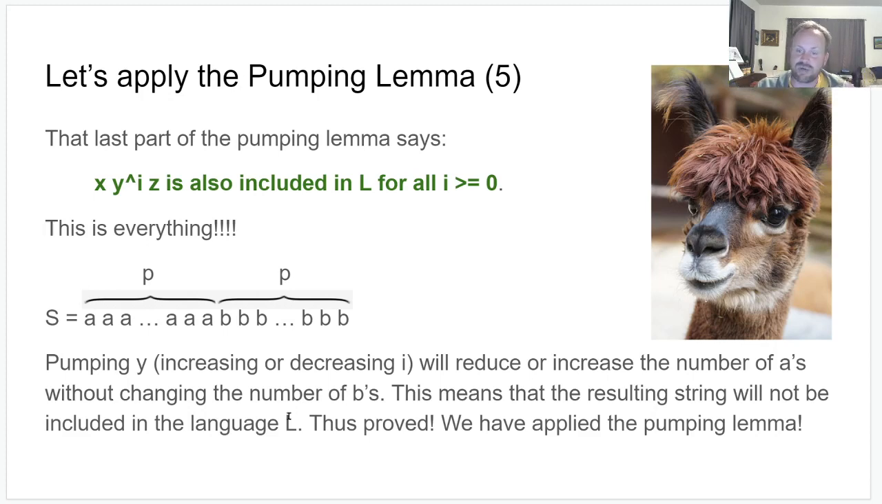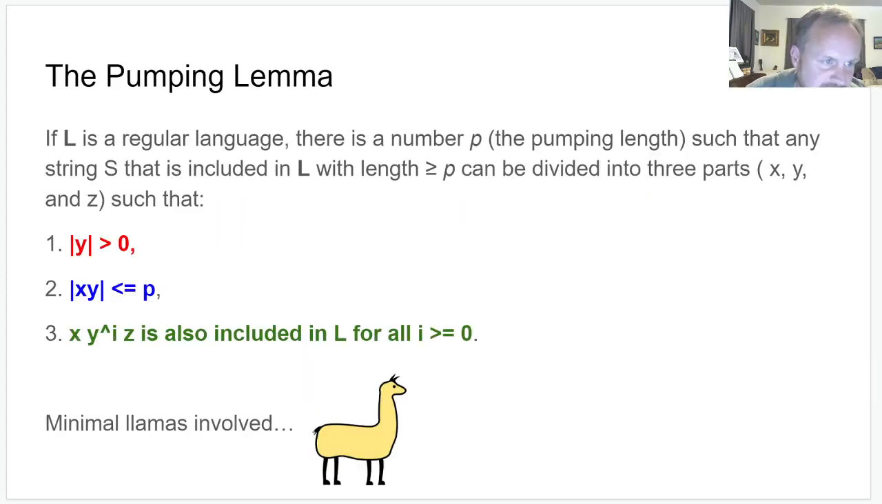And when it does so, as we increase i, it increases the number of A's without increasing the number of B's. Every single time that we pump that number i down or up, it results in a string that is not included in L. Thus proved. We have applied the pumping lemma, and we have proven that the language L, a^n b^n, is not regular.